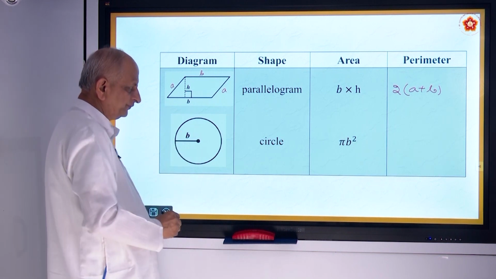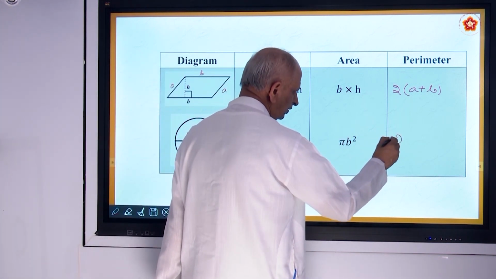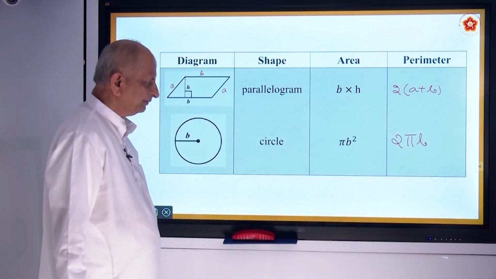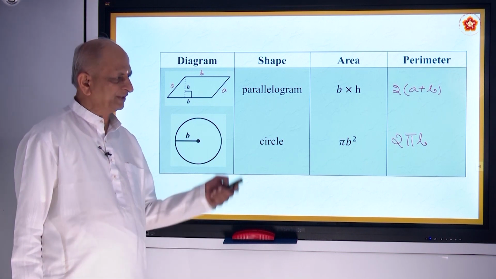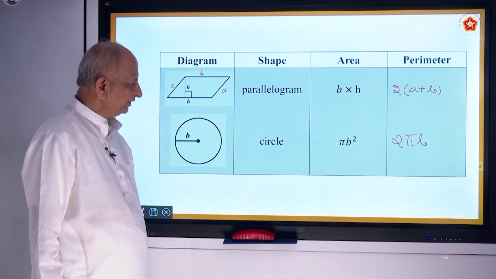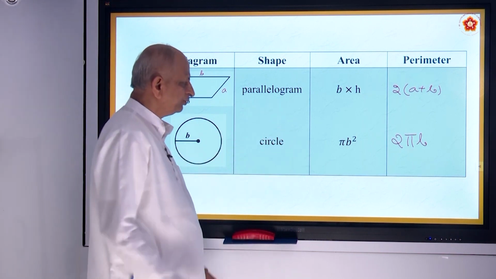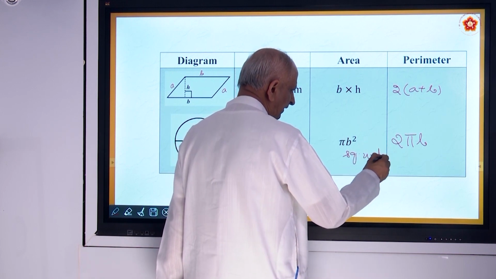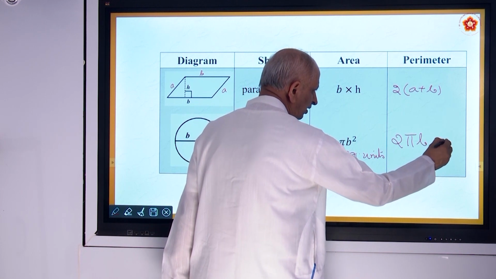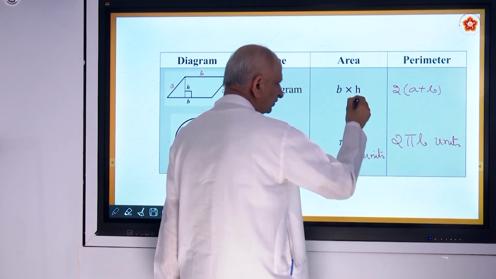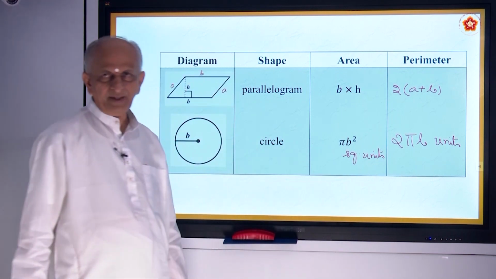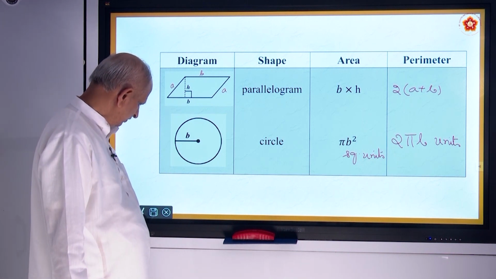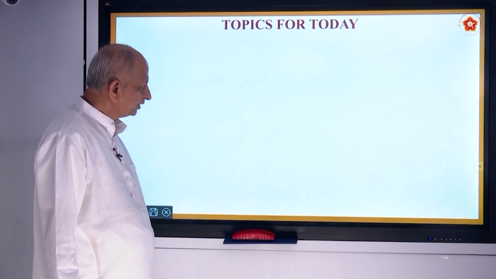Here the radius is going to be b, so pi b square, or it is also equal to 2 pi b. The radius is b, therefore 2 pi b. And how do you measure it? Area is measured in square units, and perimeter is measured in units, it may be meters or centimeters, whatever it is. So this is also square units. Perimeter is always measured in terms of units, correct? You have already seen all these things. Now we come to today's topic.